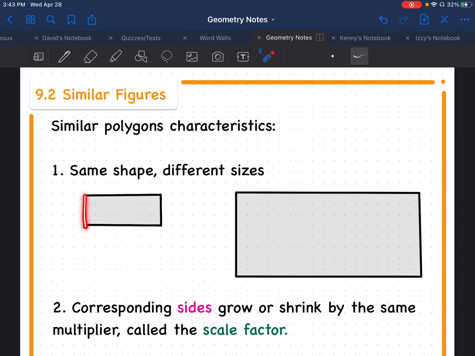What I multiply this side by to get this one, I must also multiply the top by to get the top of this one. Now, since this is a rectangle, what I do to this side is automatically what I would do to this side, and what I do to the top should automatically be what I do to the bottom. So it's okay not to check all four of them, but normally, if your shape is not a rectangle or a trapezoid or something like that, that you know the properties of, you would have to check all the sides. But they have to grow by the same one. If I multiply this by 2 to get this, then I have to multiply the top by 2 to get the top of this one.